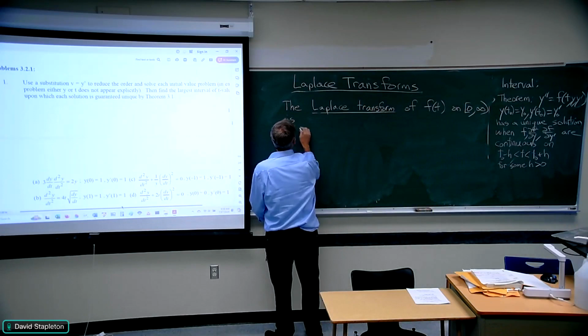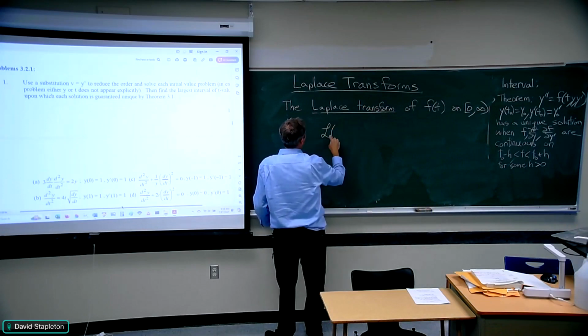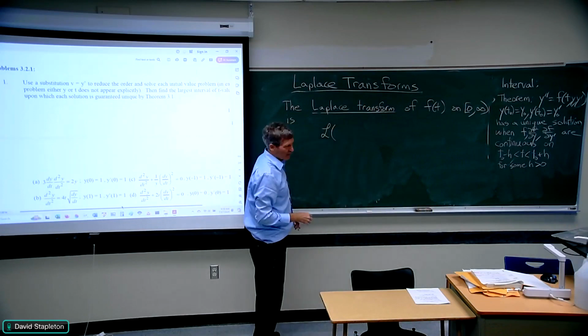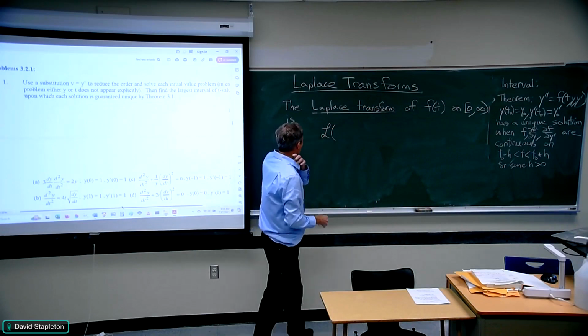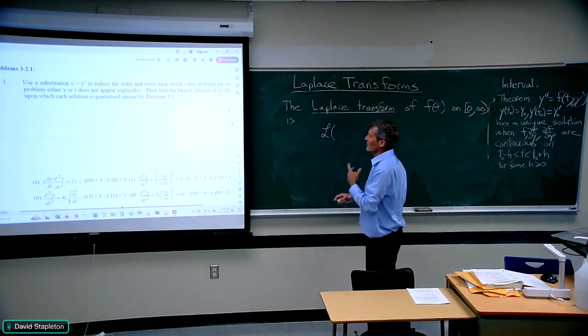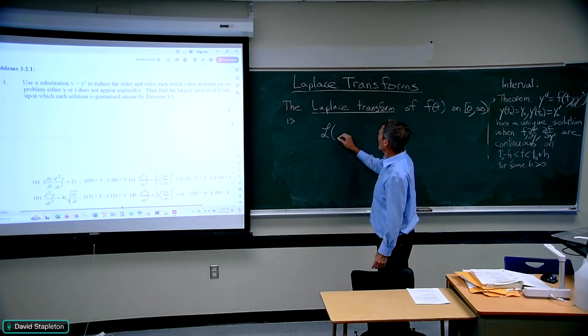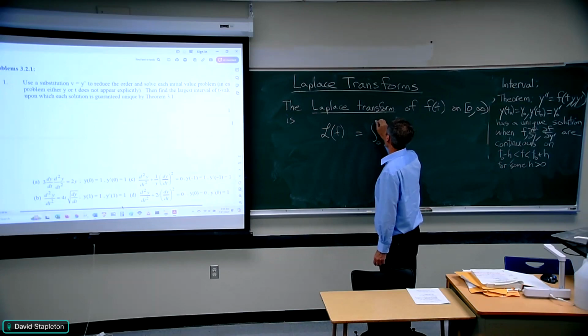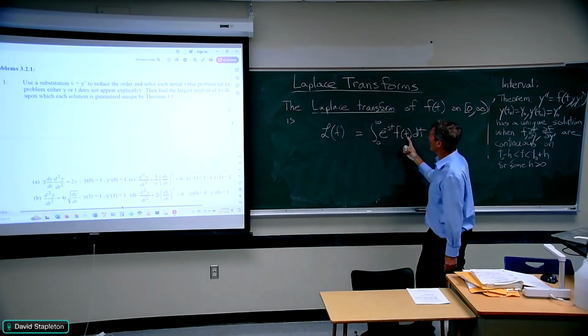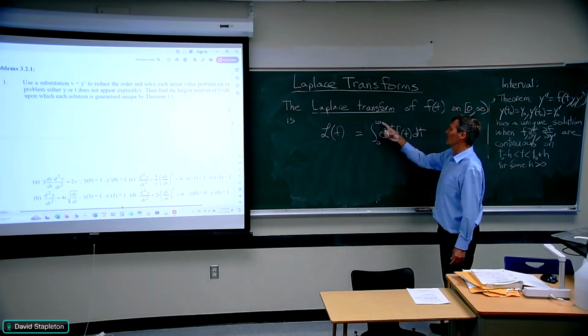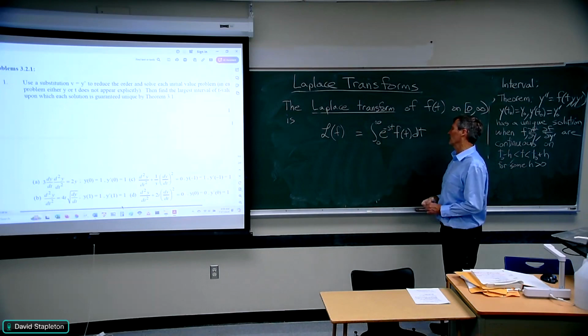It's just an integral. You call it L of f, this is a script L, if you will. A lot of books are starting to put just a capital L to avoid this, but in most textbooks, there's some sort of a script L. L of f is equal to the integral from 0 to infinity of e to the minus st f of t dt. So you just multiply f of t by e to the minus st and integrate it from 0 to infinity. We call that the Laplace transform.